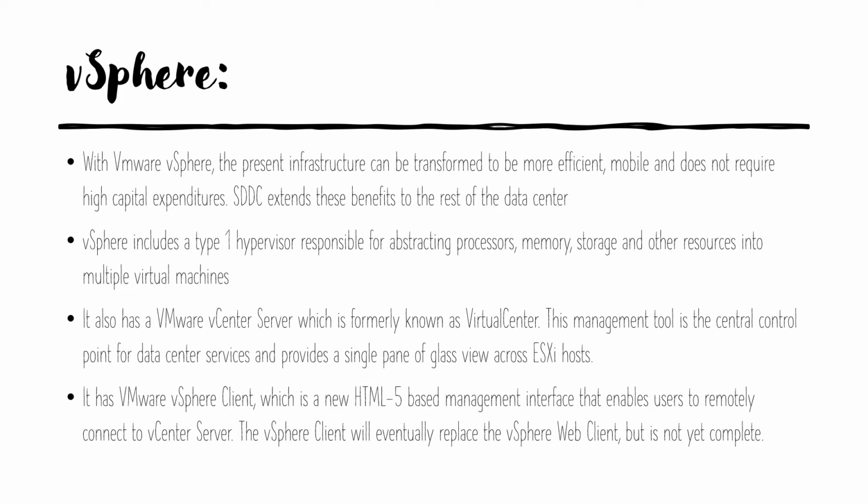Also, vSphere includes a Type 1 hypervisor, which is responsible for abstracting processors, memory, storage, and also other resources into multiple virtual machines which can be used by the user. Also, it has a VMware vCenter server, which is formerly known as Virtual Center. This management tool is the central control point for data center services, and it also provides a single pane of glass view across ESXi hosts.